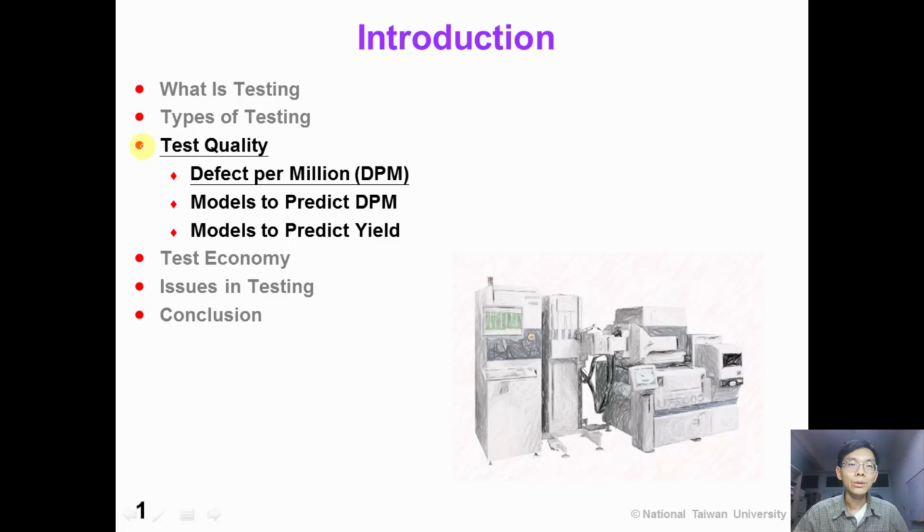In this video, we are going to introduce the concept of test quality, which is measured by DPM, defects per million. We will also introduce two models to predict DPM and two models to predict the yield.